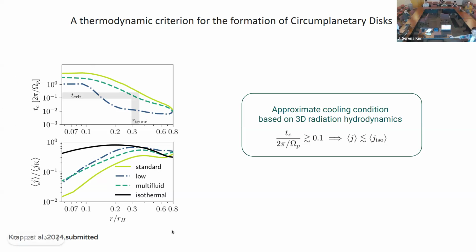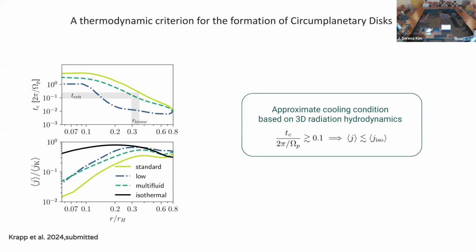So you can compare these two plots and come up with a criterion. The rotational support for your isothermal case is the best case scenario for rotational support. That's the solid curve here. So you can ask the question: how short does the cooling time have to be so I can recover the rotational support that I get in the isothermal case? And we were looking into what we call the truncation radius, which is the largest possible size that a circumplanetary disk can have in the.